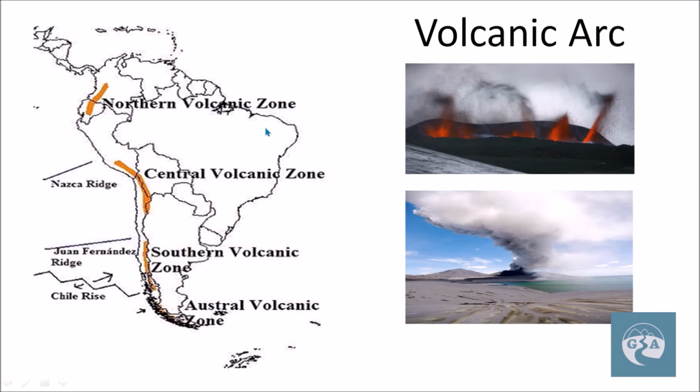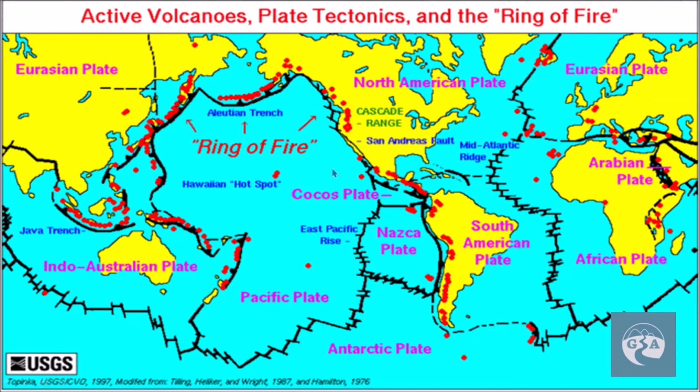So this will give you an idea. These are all the volcanic zones along South America, and you can see here that they form this arc. And this is known as a volcanic arc, where volcanoes appear in the same area along the same place over land. Over on the other side of the Pacific Ocean, this is part of the Ring of Fire because of all the volcanic activity that goes on in this area.